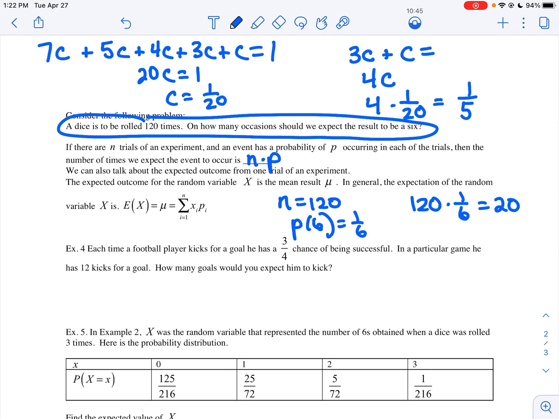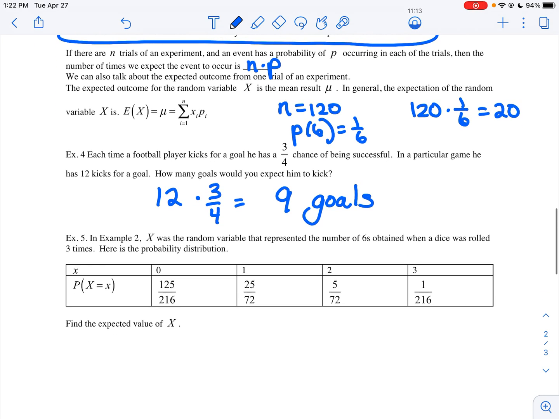So let's look at another example. Each time a football player kicks for a goal, he has a 3/4 chance of being successful. In a particular game, he has 12 kicks for a goal. How many goals would you expect him to kick? Well, you would take n times the probability. So go ahead and tell me what you get. I got 9 goals.